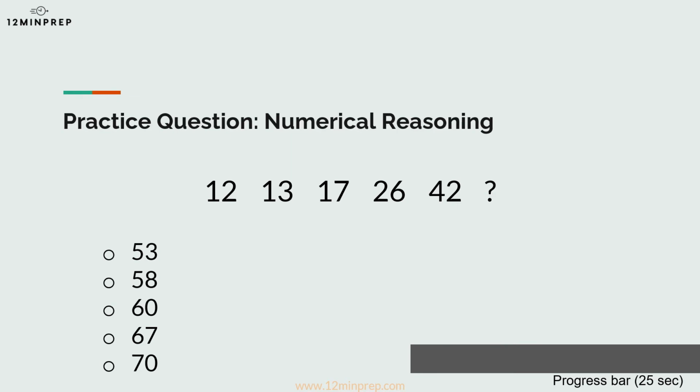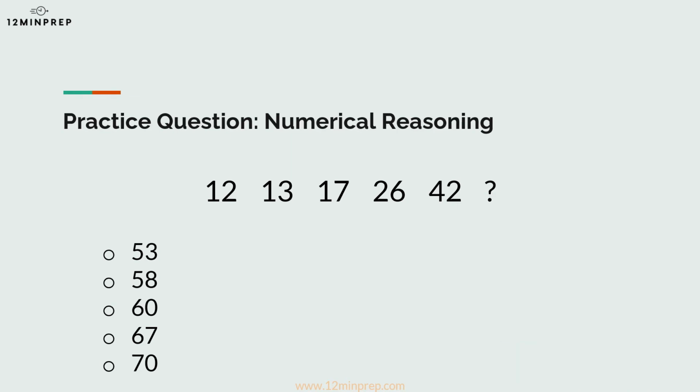Let's have a look at the differences between one number to the next. +1, +4, +9, +16, these are perfect squares. 1 squared, 2 squared, 3 squared, and 4 squared. This means the next number should add 5 squared, which is 25. 42 plus 25 gives us 67, making D the correct answer.